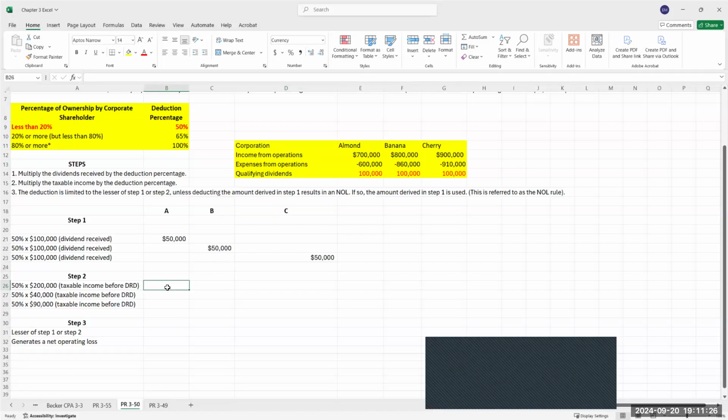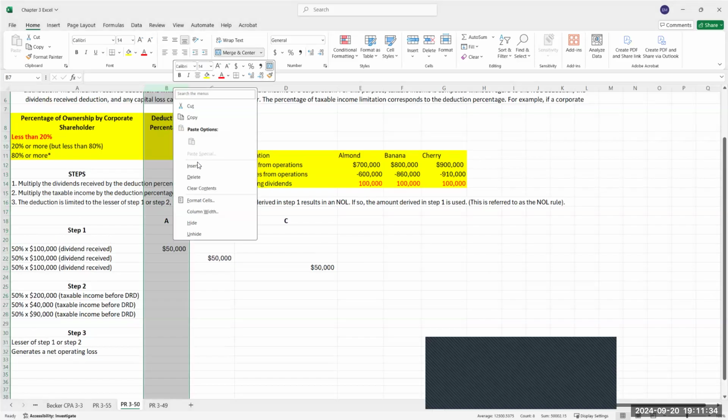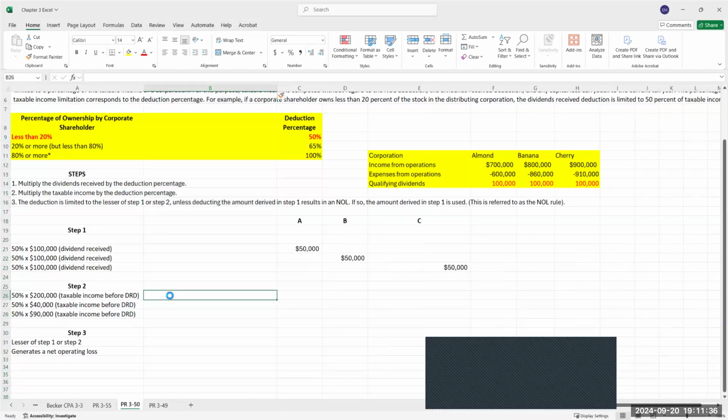So how do we figure out the taxable income? Here we have taxable income of $200,000. How do we calculate that amount? It was calculated as follows: $700,000 minus $600,000 plus the $100,000 of dividends received, because again, the qualifying dividends received are considered income.